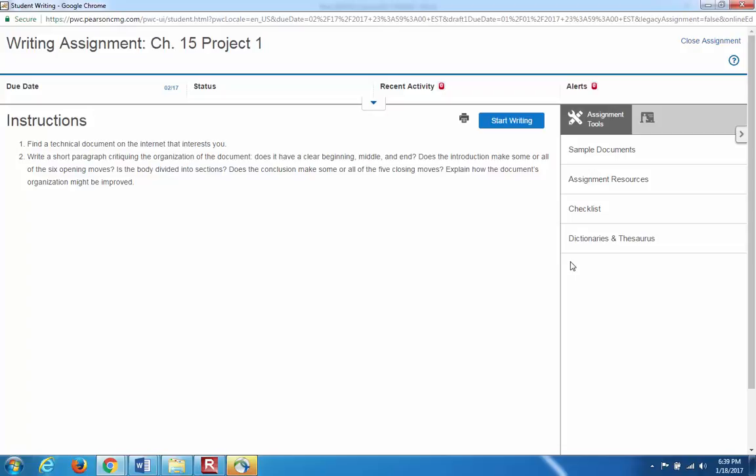So read chapter 15, then what I'd like you to do is to find a technical document. I guess it doesn't have to be online. I figured that would be the place that most of you would be able to find them. If you found one on campus or in your workplace, you could use one of those as well. It can be a document with any purpose. It doesn't have to be a specific type of document, but anything would work.